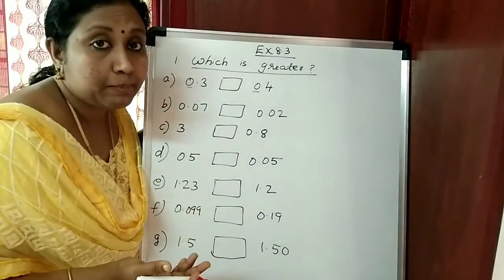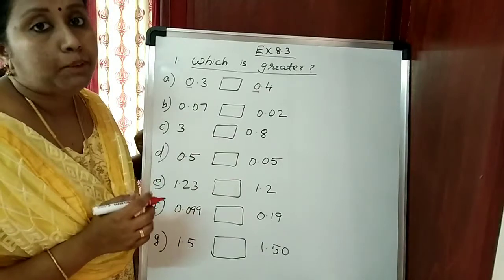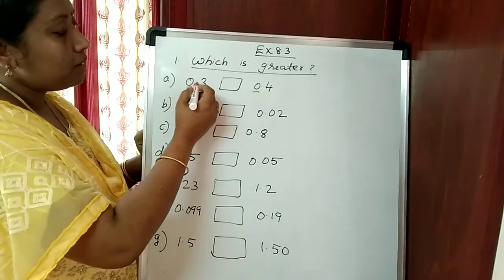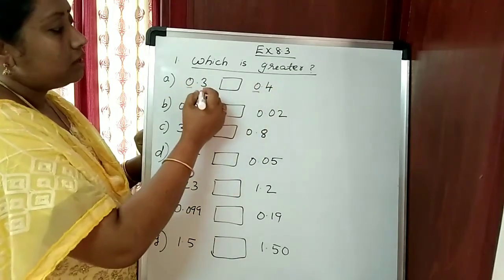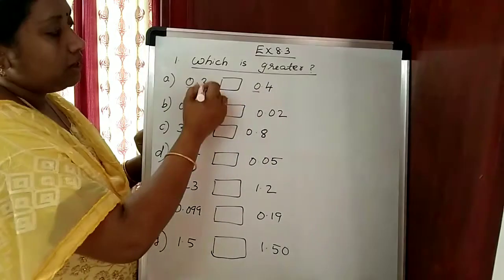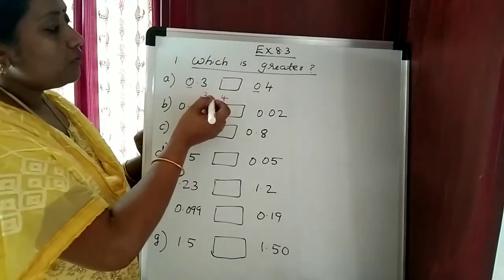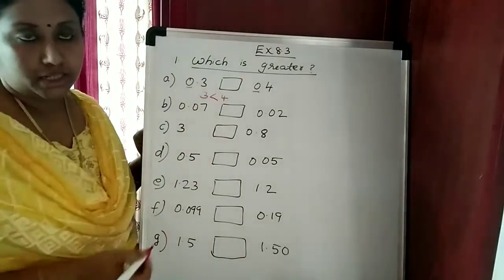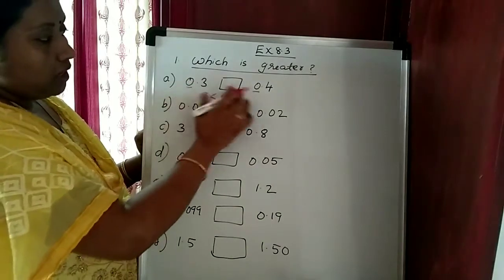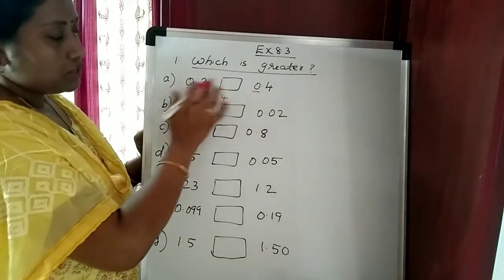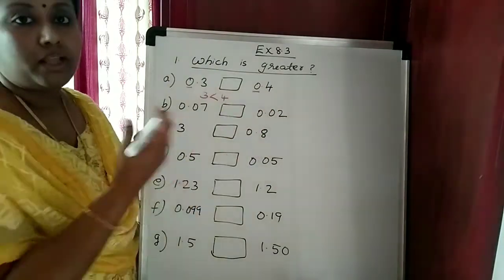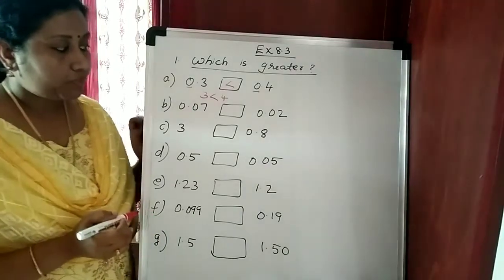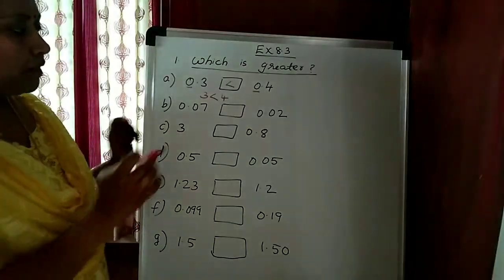So what is our next step? Yes, next step you take the decimal part. Here the decimal part, which is our number, 3. Here 4. In the decimal part, here 3 and here 4. So which is greater, 3 or 4? Yes, 4 is greater. So in that case, when we compare these two decimals, 0.3 and 0.4, which is greater? 0.4 is greater.